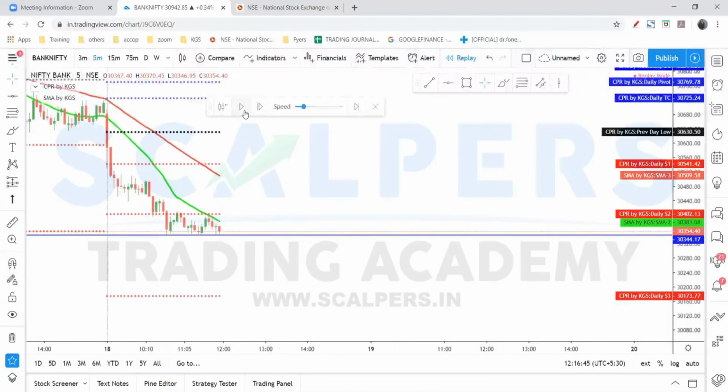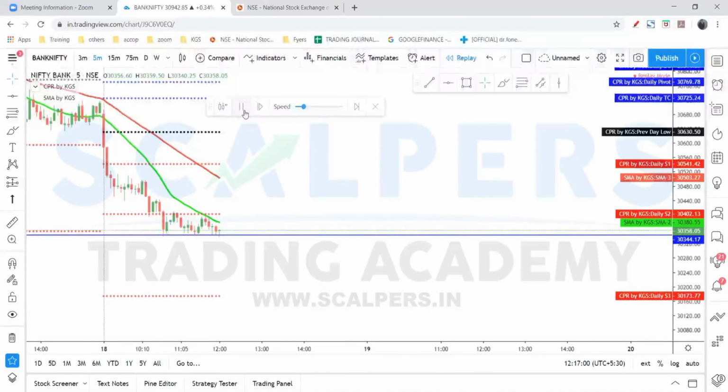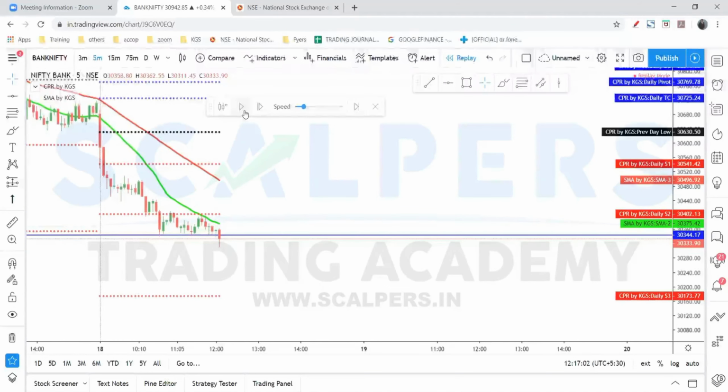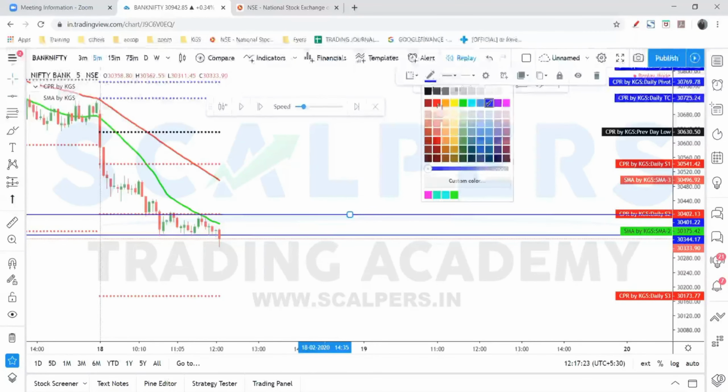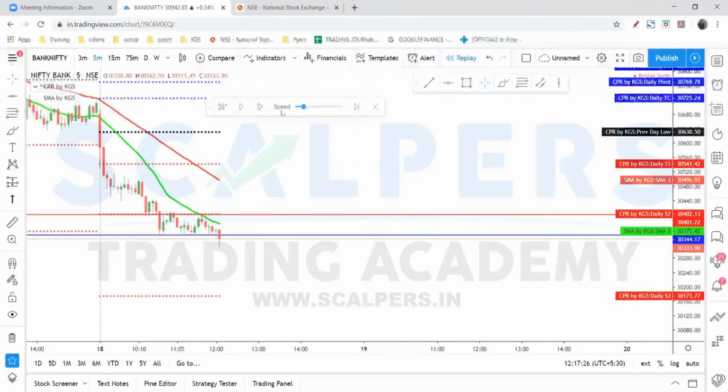See, short means you can buy a put option, or you can short in Bank Nifty futures. Now I will go for a short, because the day low is broken, and now there is a fresh day low. My stop loss will be above 20 SMA, somewhere around here.